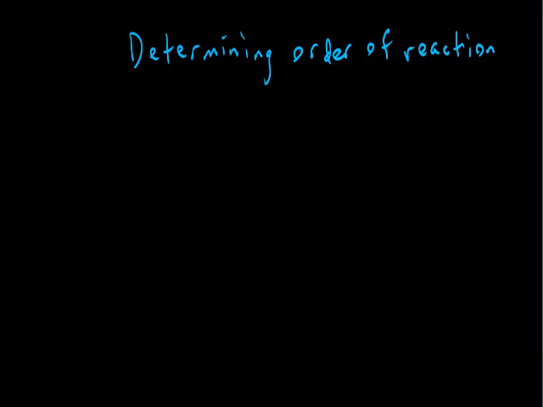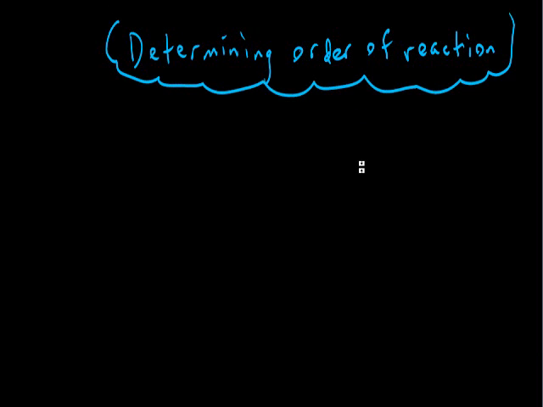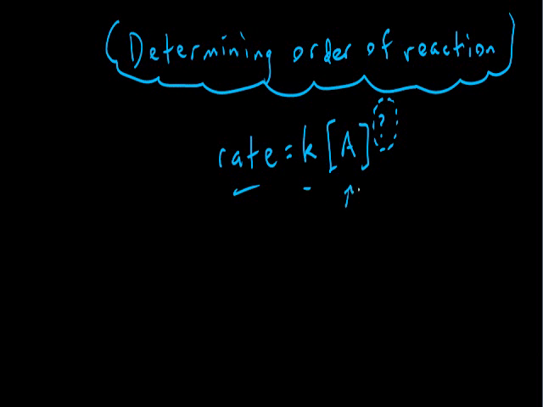Our focus right now is on how we can determine the order of reaction for a given chemical in a chemical reaction. The order of reaction, once again, is the exponent in a rate law expression such as this one, where rate equals the rate constant times the concentration of chemical A raised to some exponent, which we refer to as the order of reaction with respect to chemical A. And we have several means of determining what this exponent is.